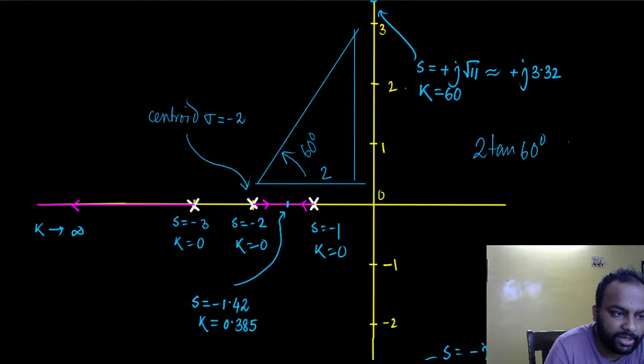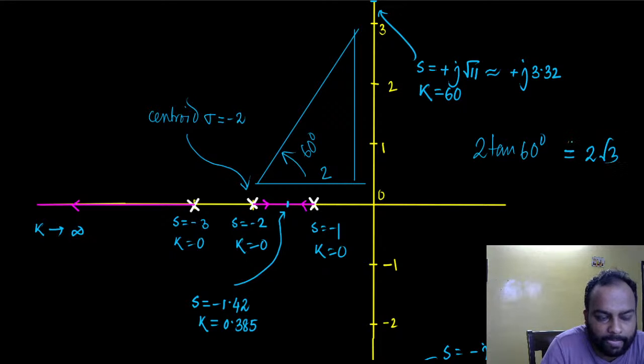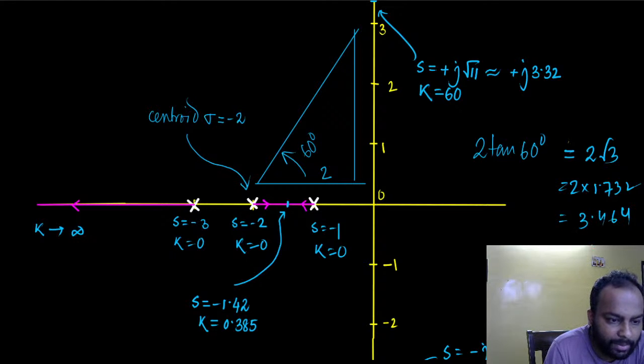So a little bit of trigonometry. This vertical length would be 2 tan 60 degrees. But tan 60 degrees is √3, so 2√3. What is 2√3? That's 2 times 1.732, right? I can do this calculation by myself. That's going to be 3.464, rather 3.46, I think.